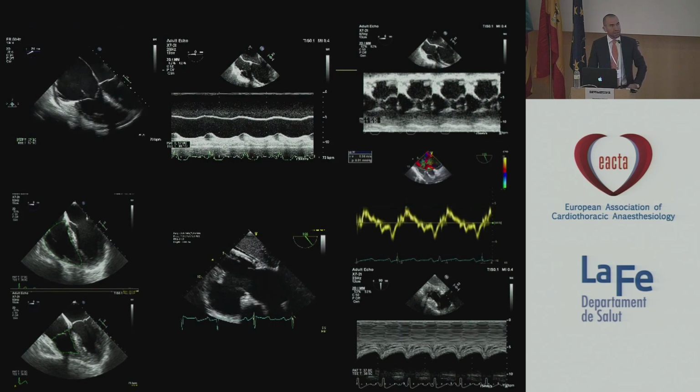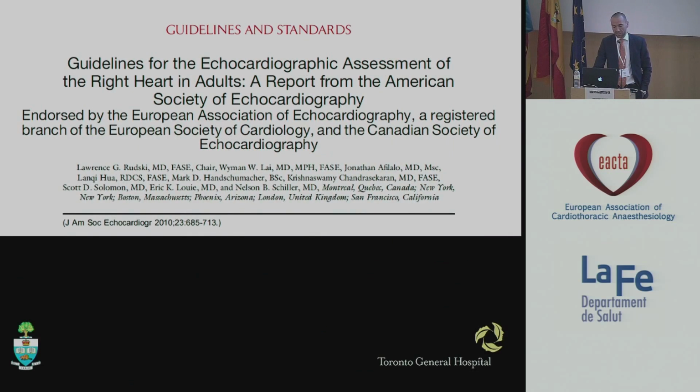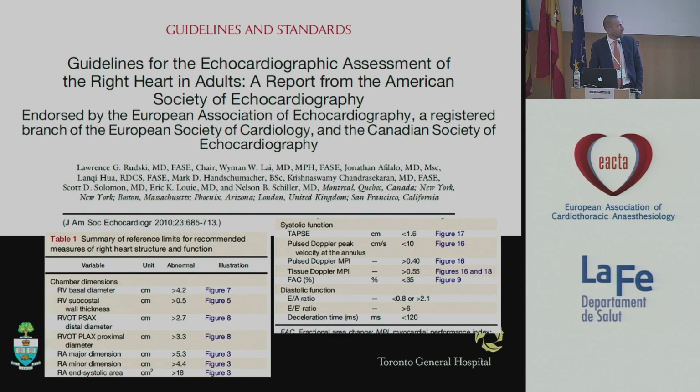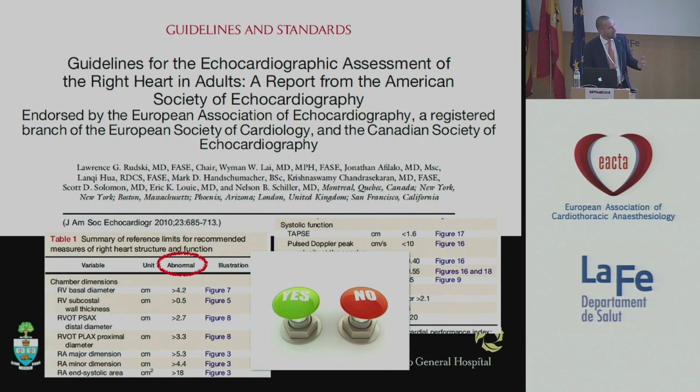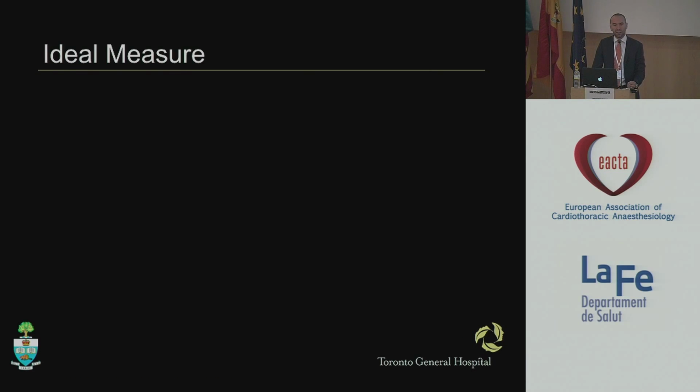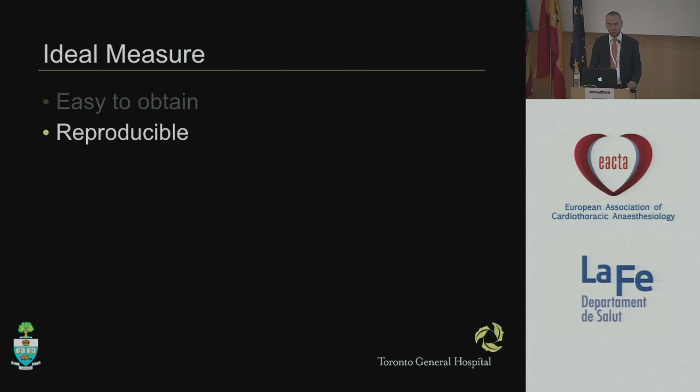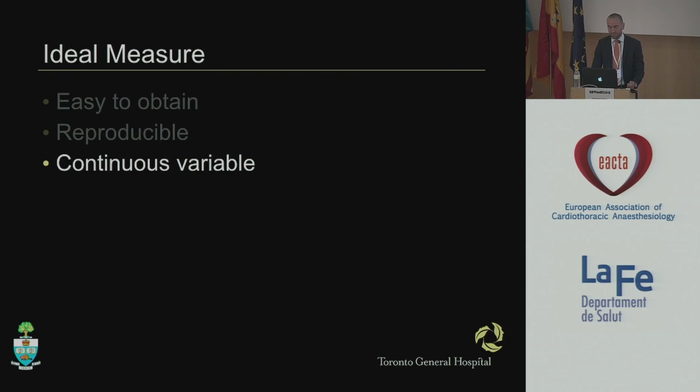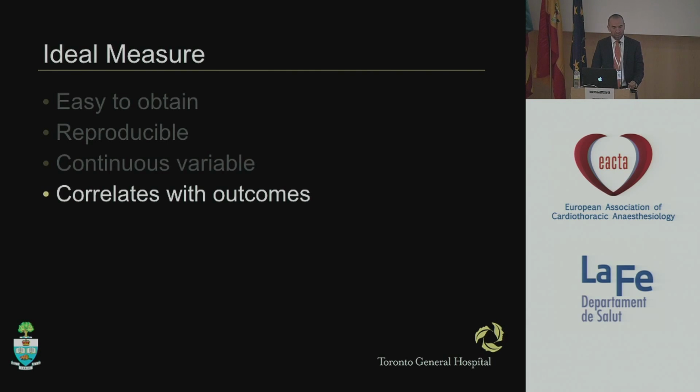But one of the other limitations of current guidelines and measurements is that a lot of the numbers that are given in the tables, these are from the latest 2010 guidelines, are talking about normal and abnormal. They're not talking about the grade of function. In fact, applying most of the measurements, we can say yes or no, there is or isn't right ventricular dysfunction. So what would be the ideal measurement of right ventricular function? It would be easy to obtain, obviously reproducible, a continuous variable, and hopefully would correlate with outcomes.